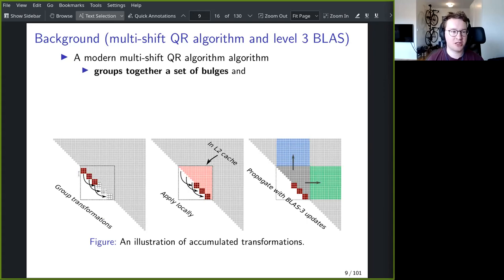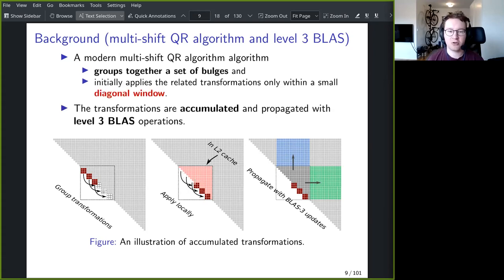And then we do this bulge chasing in a pipelined manner for all these bulges simultaneously. There we apply a trick where we restrict these updates to a small diagonal window. We make this diagonal window small enough that it can fit in the L2 cache of the CPU, and therefore we can get much higher memory bandwidth out of it and thus improve the performance. Simultaneously, we are also accumulating all the transformations into an accumulator matrix. We will then later use this accumulator matrix to update the rest of the matrix from the left and from the right by doing matrix multiplications here.